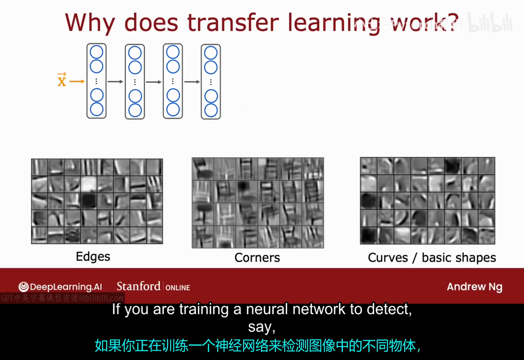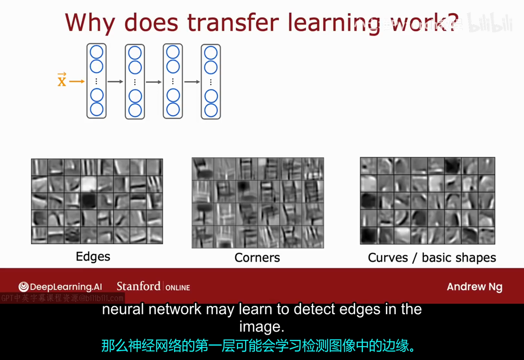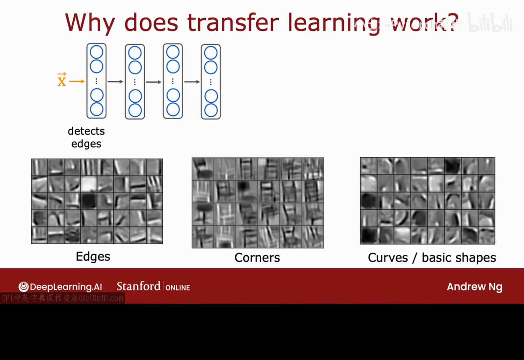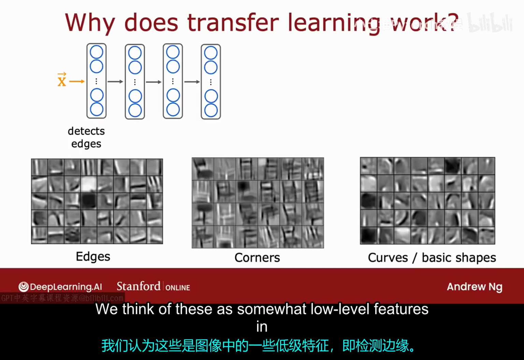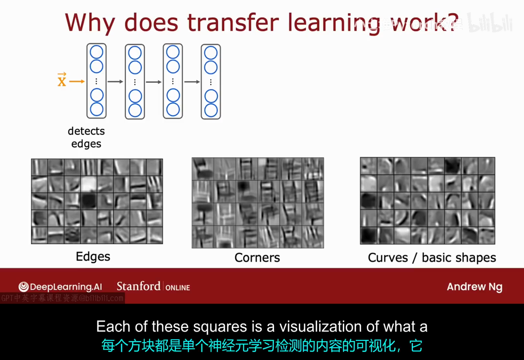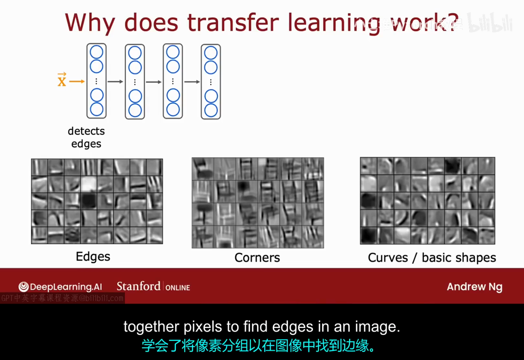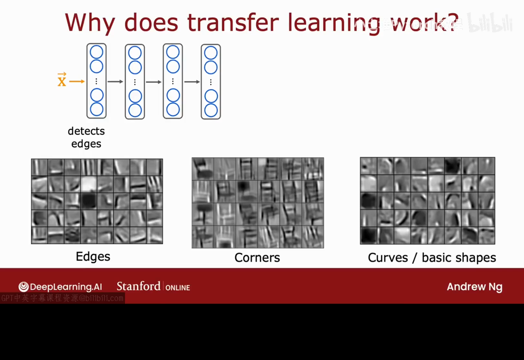If you were training a neural network to detect, say, different objects from images, then the first layer of a neural network may learn to detect edges in the image. We think of these as somewhat low-level features in the image. Each of these squares is a visualization of what a single neuron has learned to detect, has learned to group together pixels to find edges in an image.